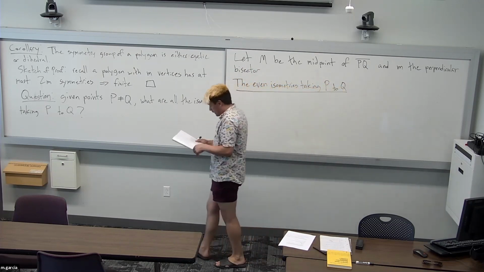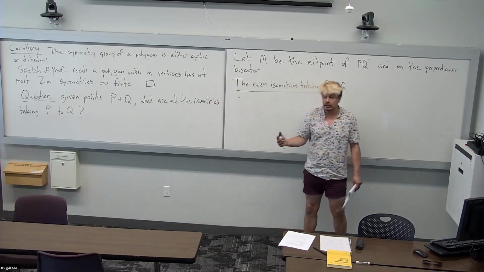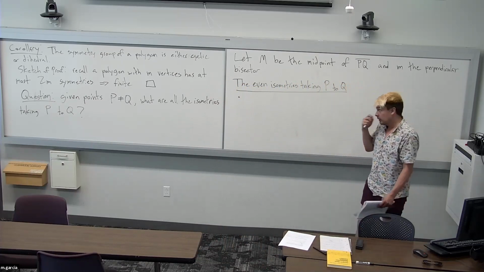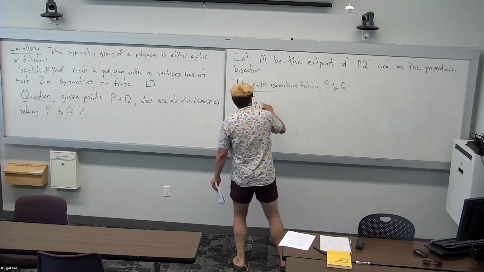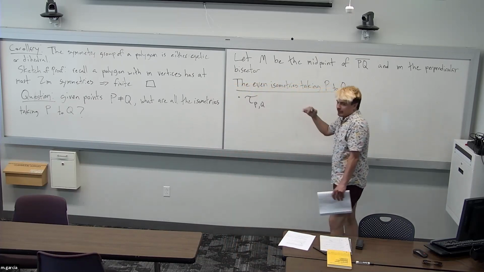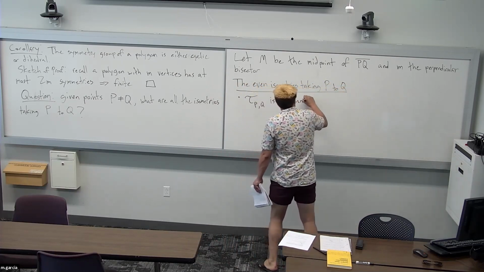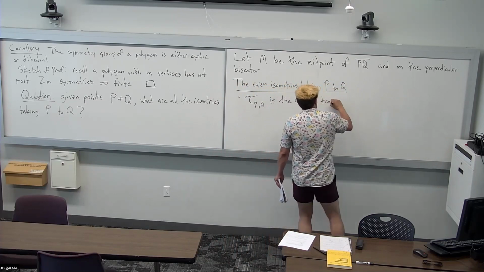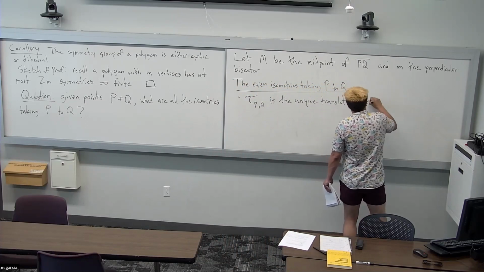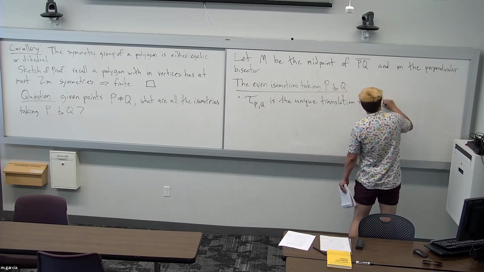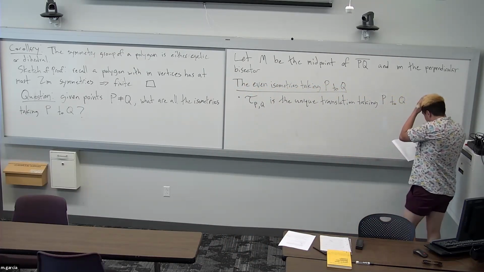Okay, so of course, there's two cases, right? There's translations and there's rotations. So first of all, remember, one of the first things that we claimed is that tau sub p comma q is the unique translation taking P to Q.